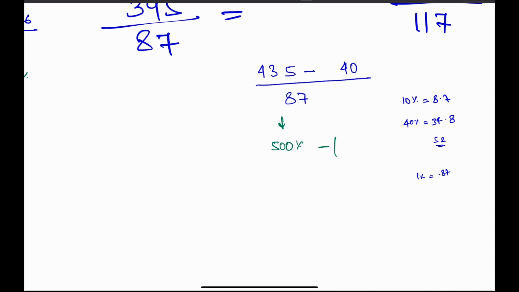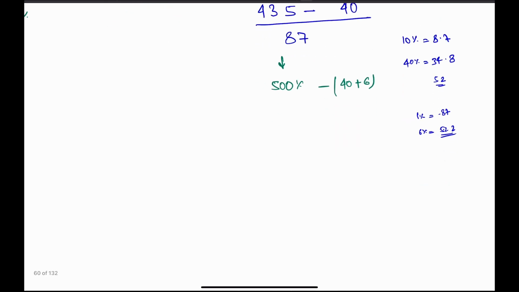and what is the nearest value? 6% would be approximately 5.22. So I can say that 40% here, it will be 40% plus 6%, 46%. So it will be 454%.